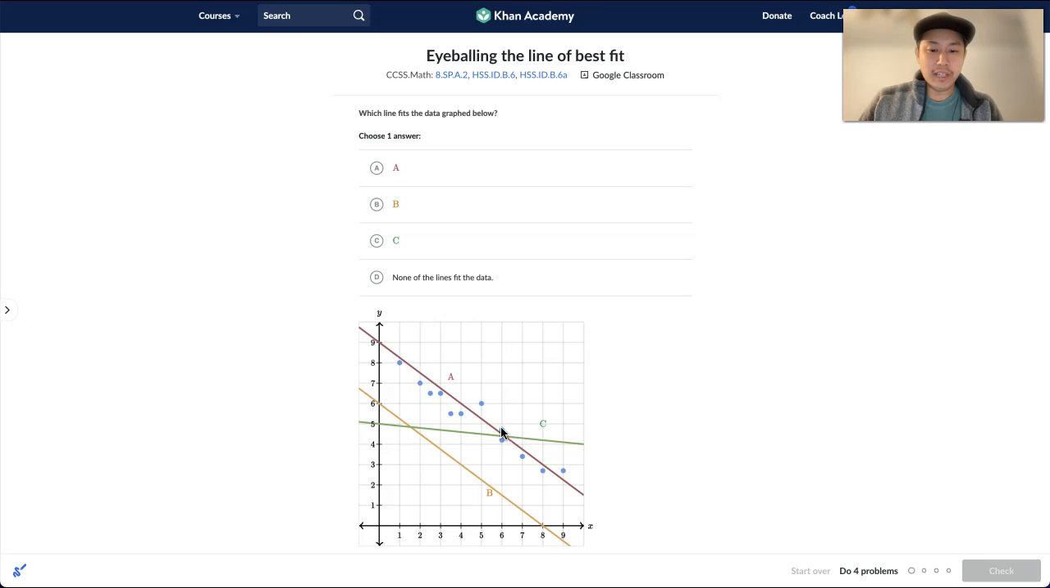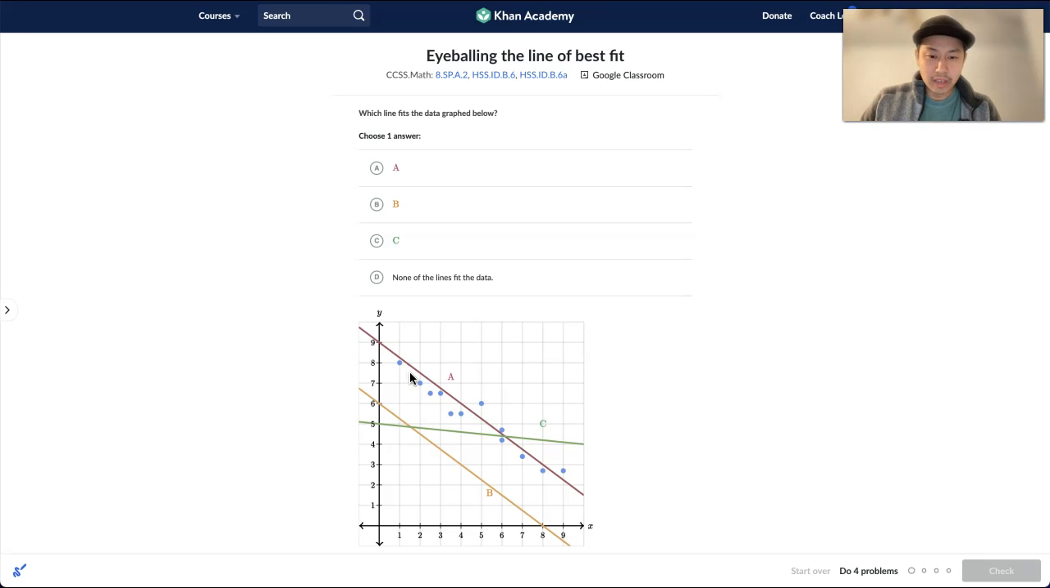So you have three lines. Line A is right here, line B, and line C. Your data is in blue. Okay, so lines of best fit are not supposed to go through every single point. It's impossible, because unless you have a perfect correlation, it's impossible for a line to go through all your points on a scatter plot.